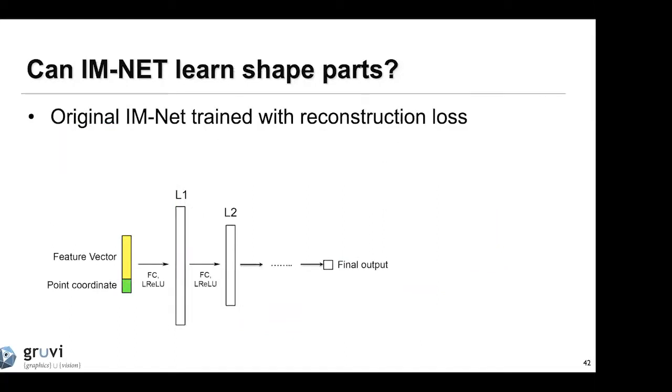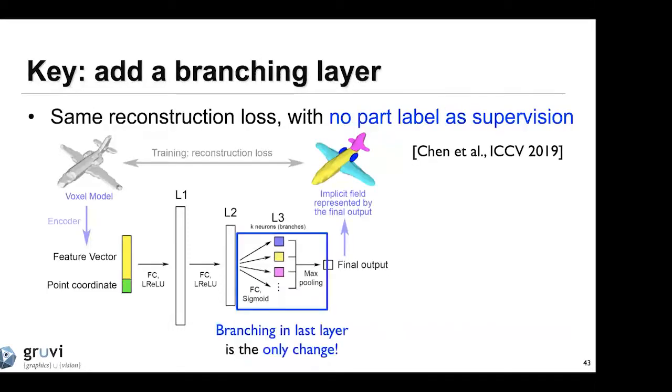So it turns out that the idea can actually be very simple. So this is the original IMNet. It's trained with the reconstruction loss, right? Because it's trained using these point-value pairs, it just tries to approximate the inside-outside status. Now, all it took was just to add a branching layer, right? So this is exactly the same as IMNet. Now we're just adding a branching layer, which is the last layer before you apply the reconstruction loss.